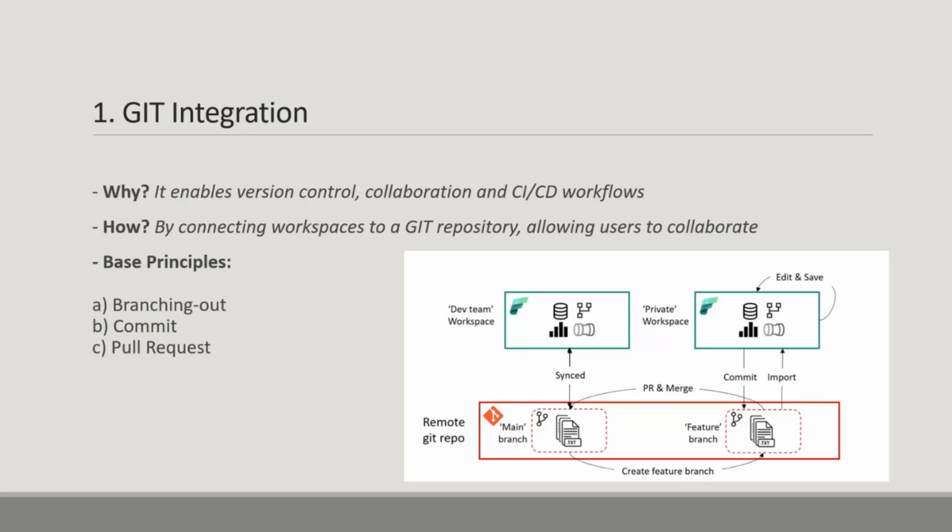So to support team collaboration and safe deployments, Fabric also works well with Git branches. A branch is essentially an isolated workspace where changes can be made without affecting the main branch, so the production branch. For example, you can create a branch called feature something, and then you can test and develop new KPIs while the main branch remains stable.